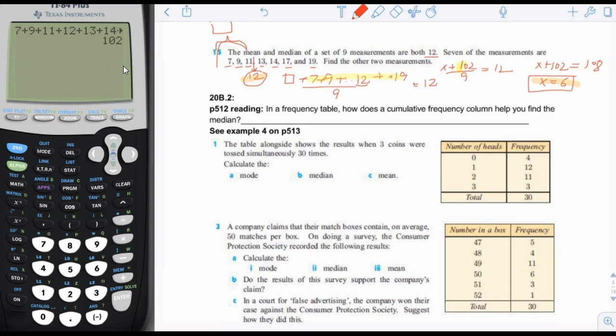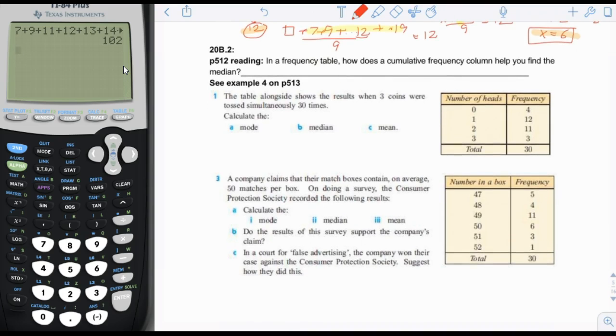All right, 20b2, page 512 reading. In a frequency table, how does a cumulative frequency column help you find the median? A cumulative frequency column is an additional column that you have here, which is just kind of a running total of each of the numbers to the left. So the first number is always the same. You say, why is there a cumulative frequency column? It's just got the same number as the frequency column. Oh, because they're going to add these up cumulatively. So the next one's going to be 16, the next one's going to be 27, the next one's going to be 30, right? So that's a cumulative frequency column.